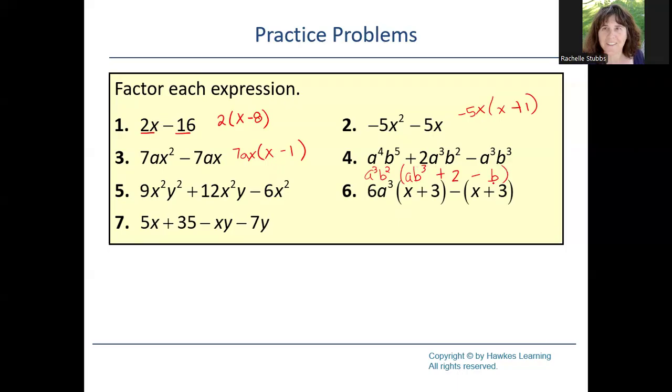Number 5. It's open. Oh, never mind. Hold on. Take a pause here.